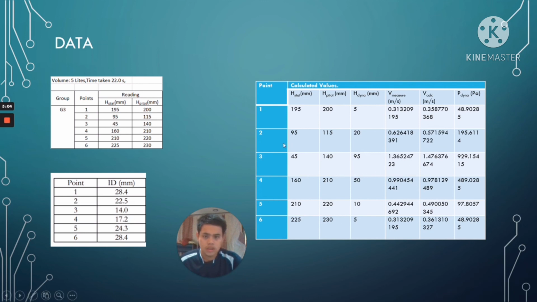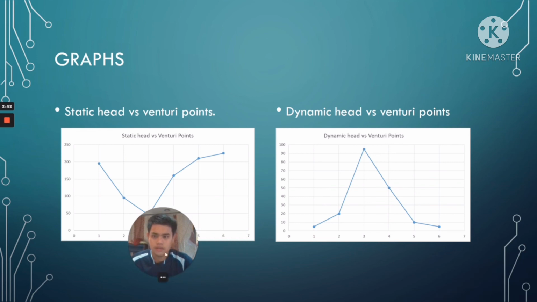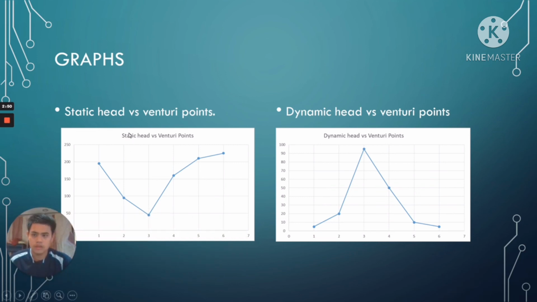So this is the table we have generated by calculating using Excel. Doctor can refer to our table in our report later for more detail. So this is the graph that has been generated using Microsoft Excel: static head versus venturi points. We can see that the lowest static head is at the lowest inner diameter.